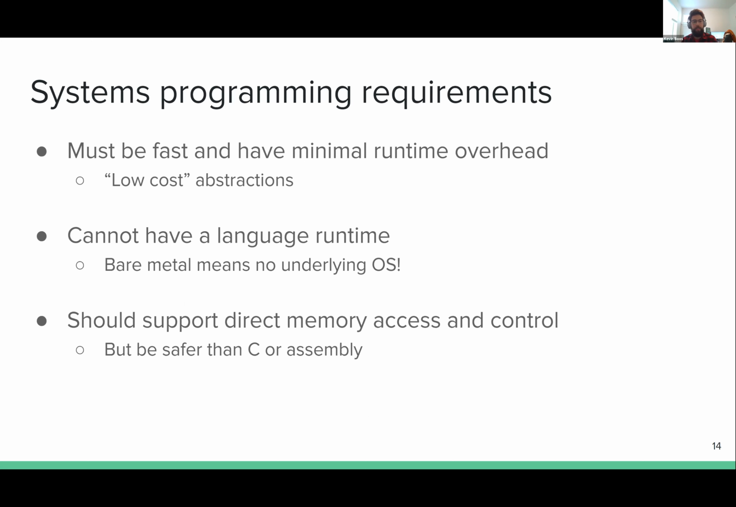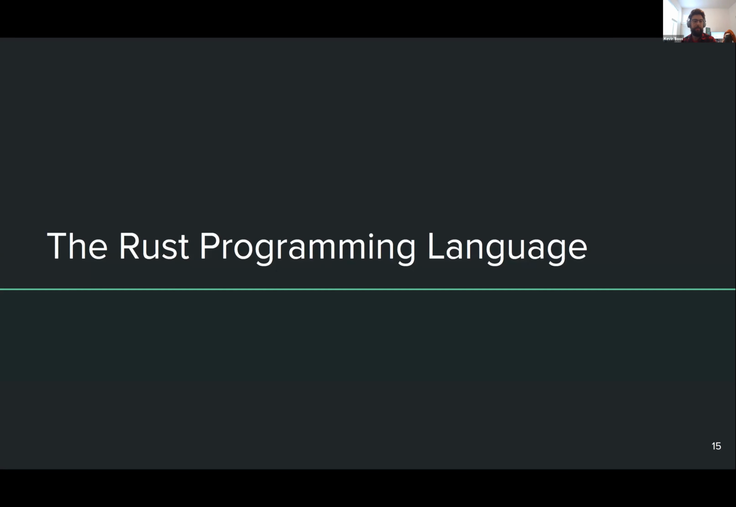So for a systems environment, right, something like the microcontroller that you're working on, those environments have slightly different requirements, and we call these systems programming, right? So it needs to be fast, with minimal runtime overhead. We don't want to have any kind of runtime because we may not have an underlying OS at all. And we want to make sure that we're supporting direct and easy access to and control over memory, but we want it to be safer than C or just raw assembly, right? Those are kind of the goals, right? So this is where Rust comes in.